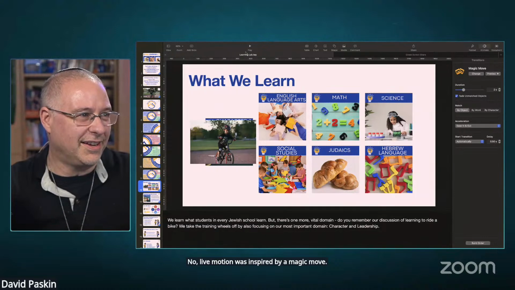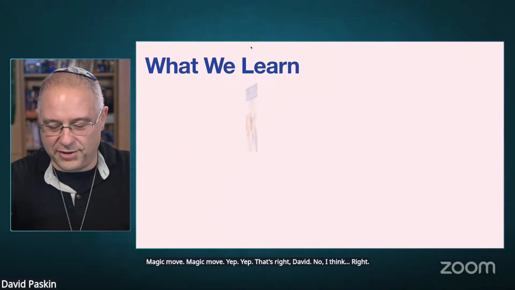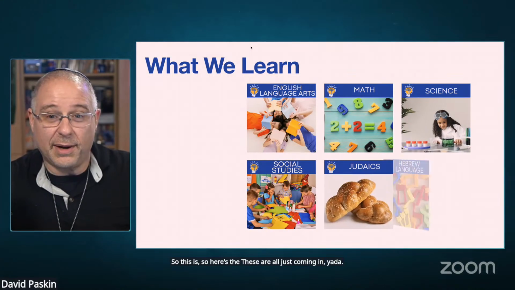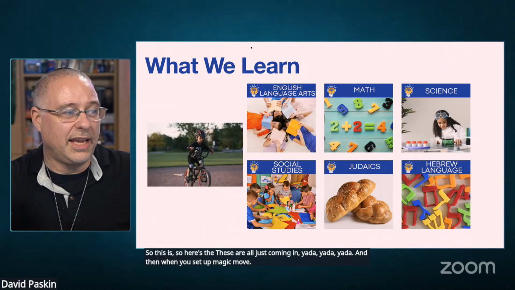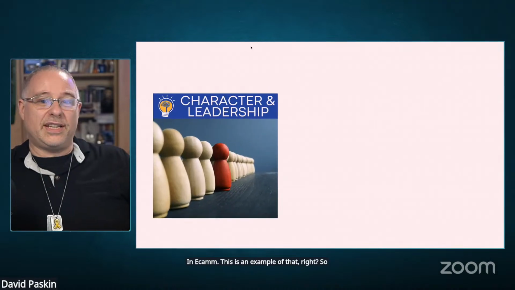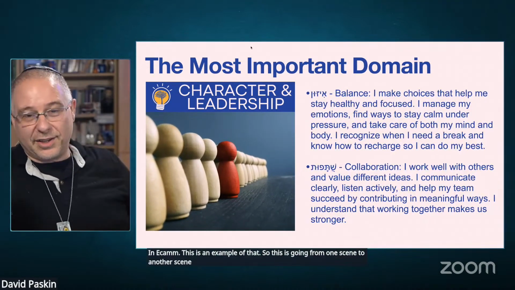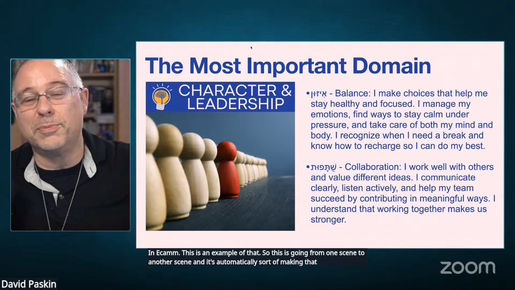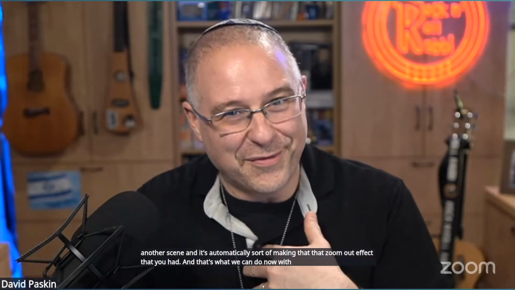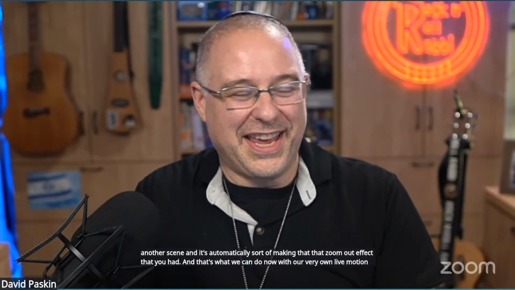Right, right. So here's the, right. These are all just coming in, yada yada yada, and then when you set up Magic Move in Ecamm, this is an example of that, right? So this is going from one scene to another scene, and it's automatically sort of making that zoom out effect that you had, and that's what we can do now with our very own live motion over in Ecamm, which is kind of cool. Huge improvement.